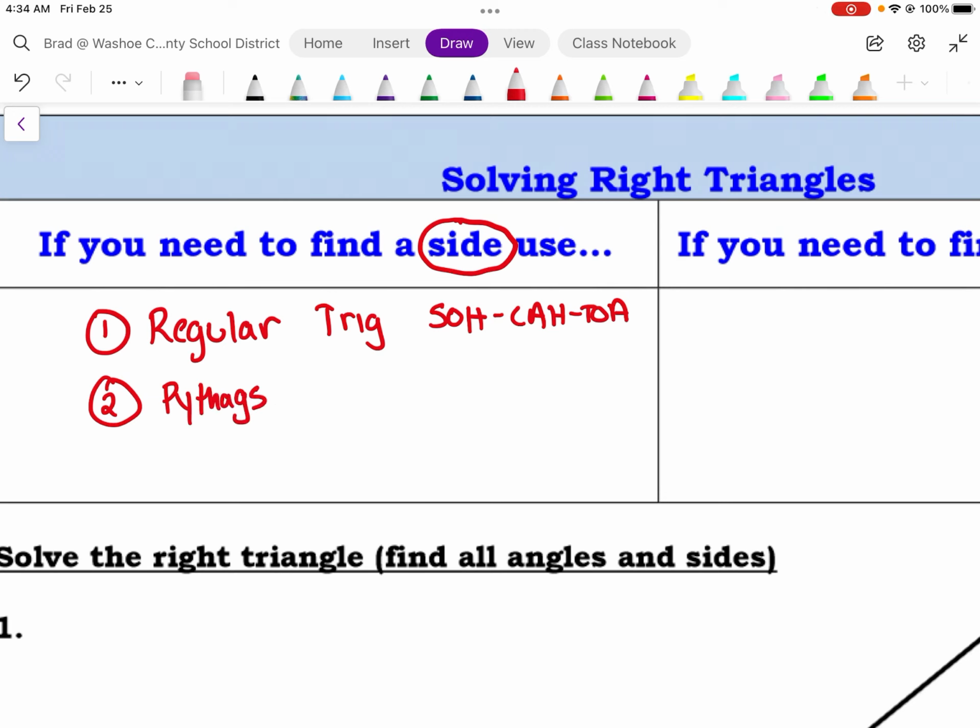So if we need to find a side, those are kind of our two options that we're going to be able to use. Our regular trig functions and our Pythagorean.